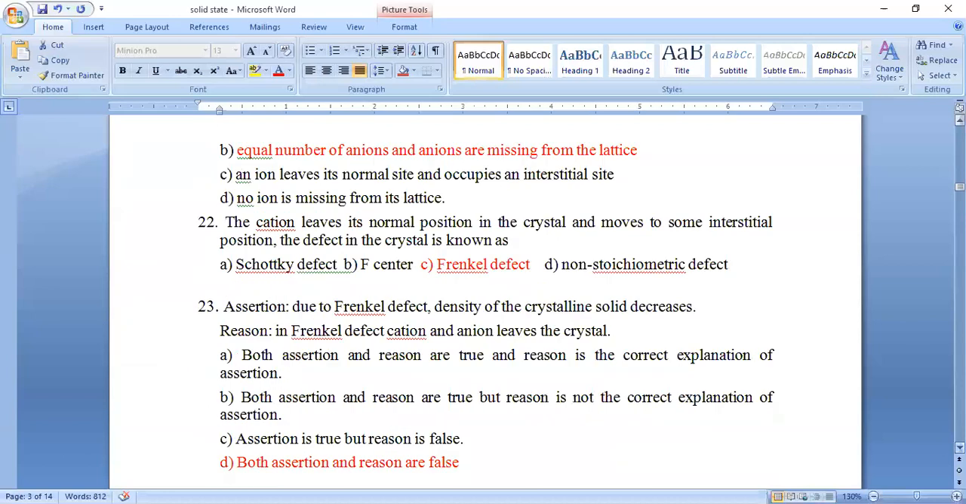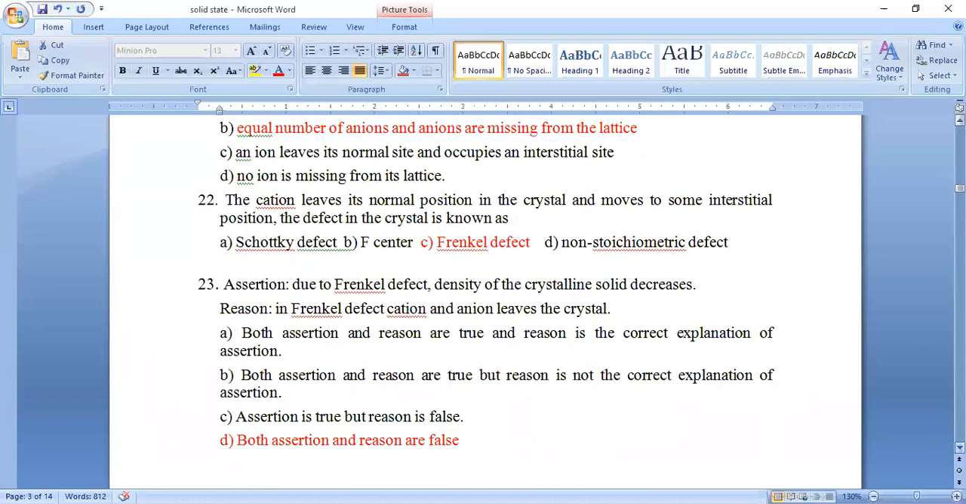So question number 23. Assertion: due to Frenkel defect, density of the crystalline solid decreases. Reason: in Frenkel defect, cation and the anion leave the crystal. So option D, both assertion and reason are false.